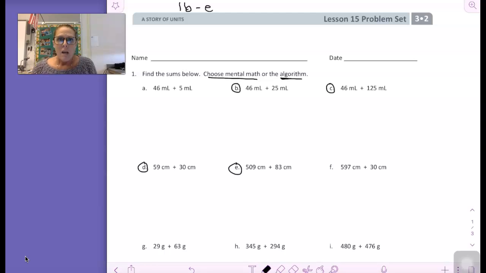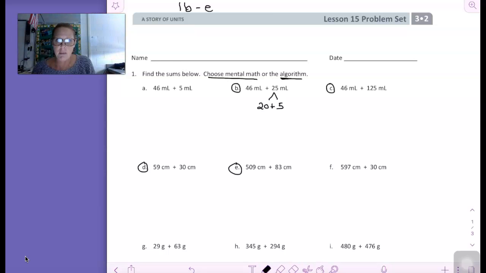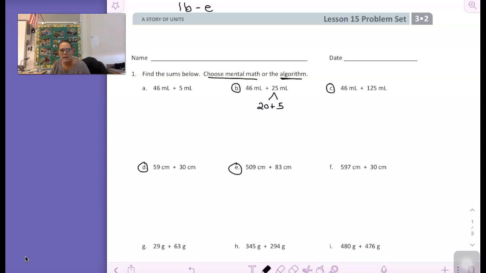Okay? So for letter B, you could break down the 25 into 20 plus 5. And you could add 46 plus 20, or you could do 46 plus 5. I'm going to go ahead and do 46 plus 5 in my head. And I know that 6 plus 5 is 11, and so the 40 becomes a 51 plus the 20, and our answer is 71 milliliters.